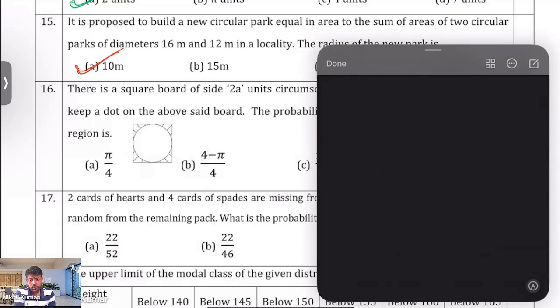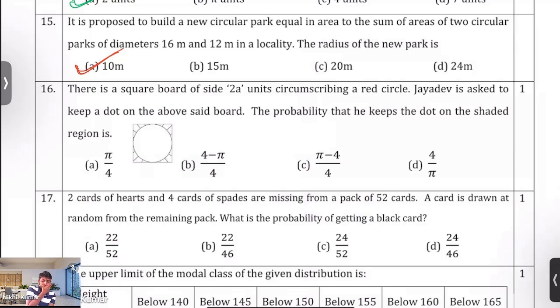Let's move on to question number 16 now. So we have a square board. The side length is given to us. It's 2A. And it is circumscribing a circle. It's given a red circle, but I don't see any colors here. It's a mistake in printing. But yeah, it is circumscribing a circle.